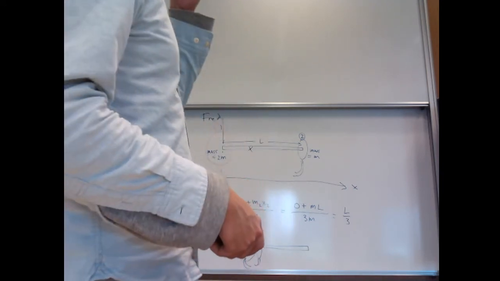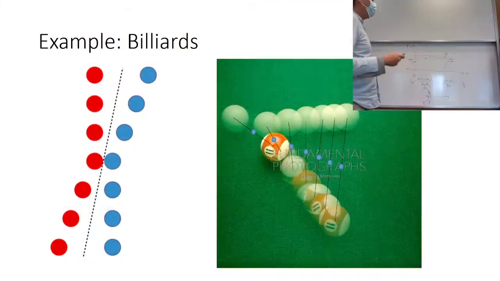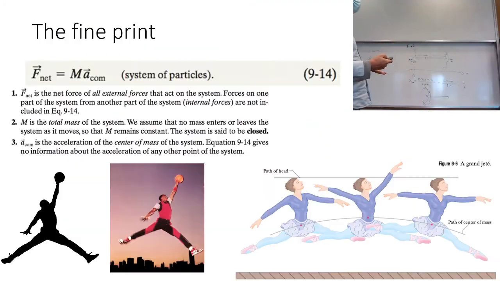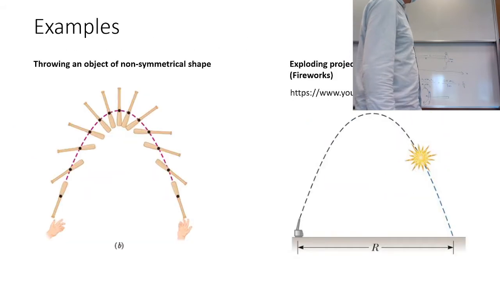Okay, but if you didn't really know this kind of idea, it looks a little bit complicated, right? Because there's some force pulling on it, you don't even know what the force is, but by using the center of mass concept, you can easily work out where it is.